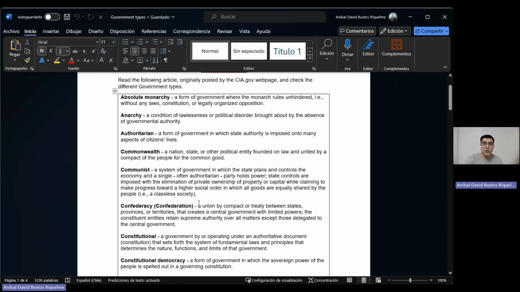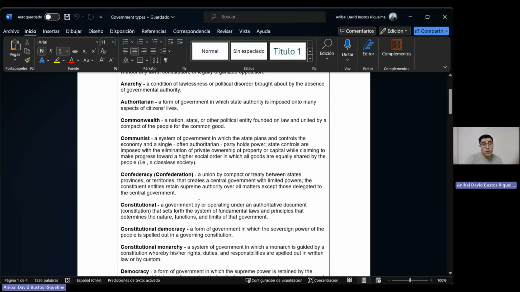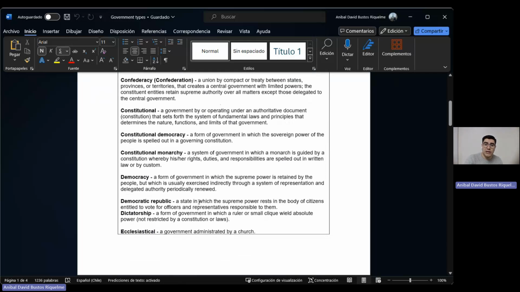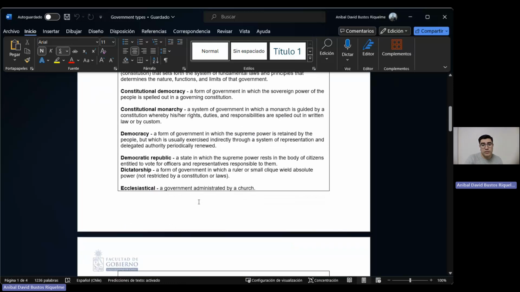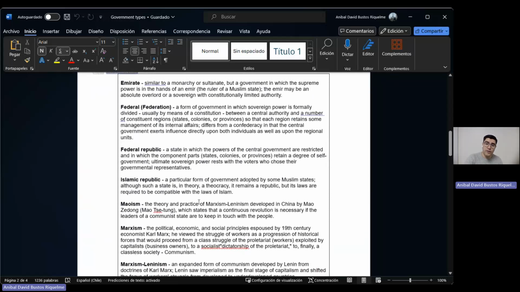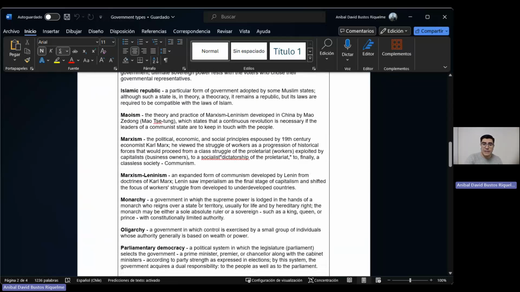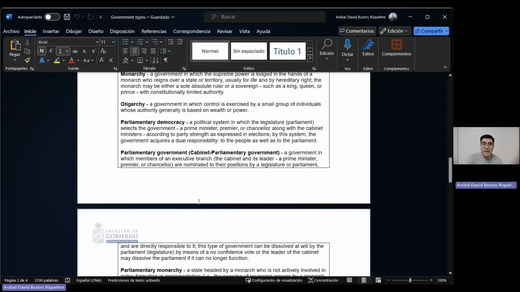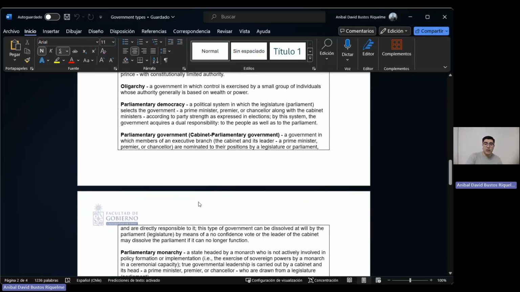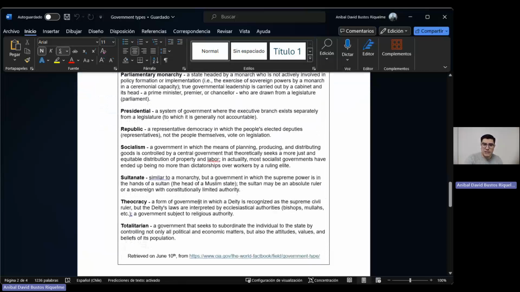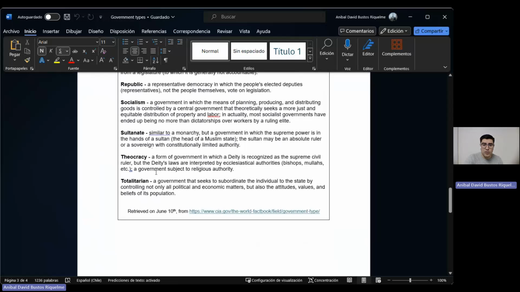So we have absolute monarchy, anarchy, authoritarian, commonwealth, communism, confederacy, constitutional democracy, constitutional monarchy, democracy, democratic republic, dictatorship, ecclesiastical, emirates, federal or federation, federal republic, Islamic republic, Maoism, Marxism-Leninism, monarchy, oligarchy, parliamentary democracy, parliamentary government or cabinet parliamentary government, parliamentary monarchy, presidential, republic, socialism, sultanate, theocracy, and totalitarian. Those are types of government or government types.